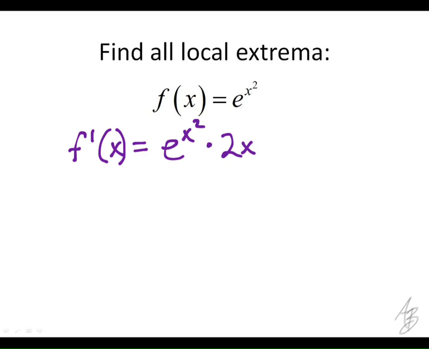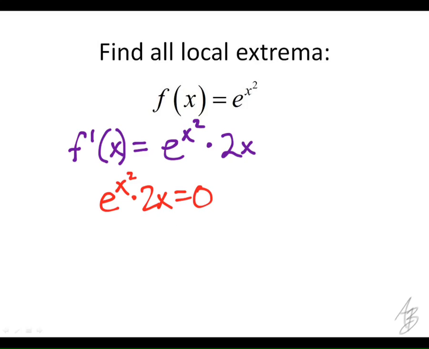Okay. And then what? I mean, we could simplify that if we needed to, but we don't really need to, because what we need to do now is set the derivative equal to 0. So we'll say e to the x squared times 2x equals 0. And since we have two factors here, to figure out when this is equal to 0, we can set e to the x squared equal to 0, and we can set 2x equal to 0.